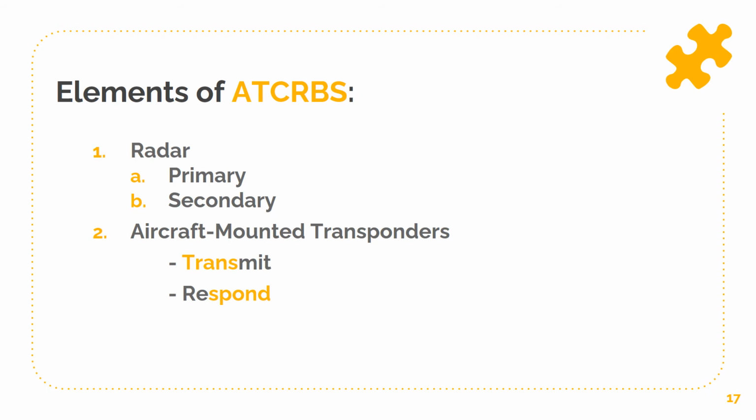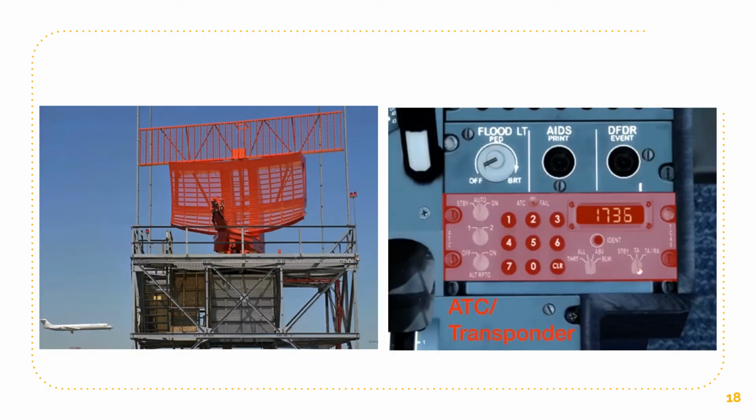First is a ground-based radar. Now, this ground-based radar has two antennae, the primary antenna and the secondary antenna. Second, it has an aircraft-mounted transponder. And by the term transponder, it means to transmit and to respond, because its only purpose is to respond to the interrogation signals being sent by the ground-based radar. The figure on the left shows a ground-based radar. As we can see, it comprises two antennae. The one on the bottom is called the primary antenna, and the one on top is called the secondary antenna.